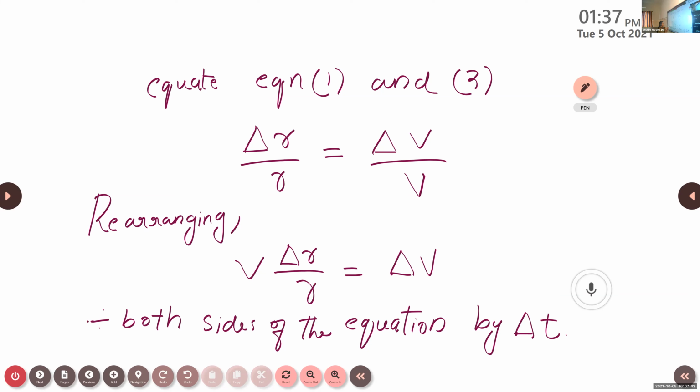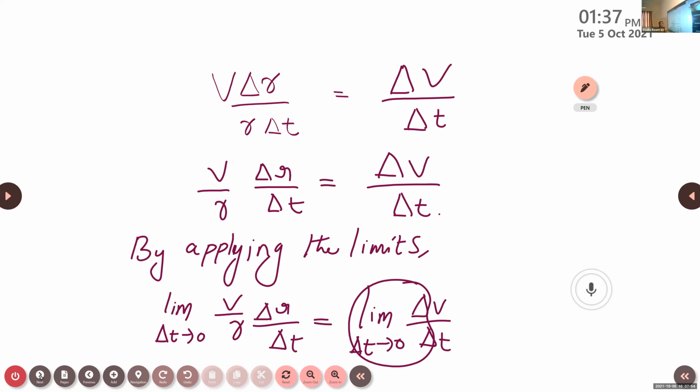Then we divide both sides of the equation, that is, LHS and RHS, by a small time delta t. Then we get v by r into delta r by delta t is equal to delta v by delta t. Next step, we apply the limit to both the LHS and the RHS. It becomes limit delta t tends to 0, v by r into delta r by delta t is equal to limit delta t tends to 0, delta v by delta t.